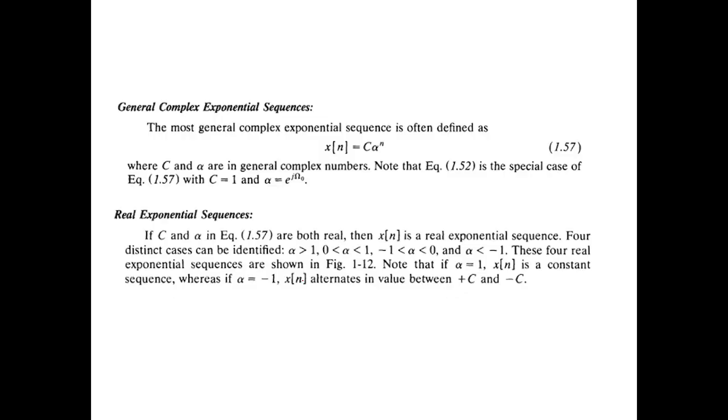Anyway, so again the general complex exponential over here. If c equals 1 and a equals alpha equals e to the power j omega naught, then we can get a general complex exponential sequence. And for the real exponential, both c and alpha should be real.